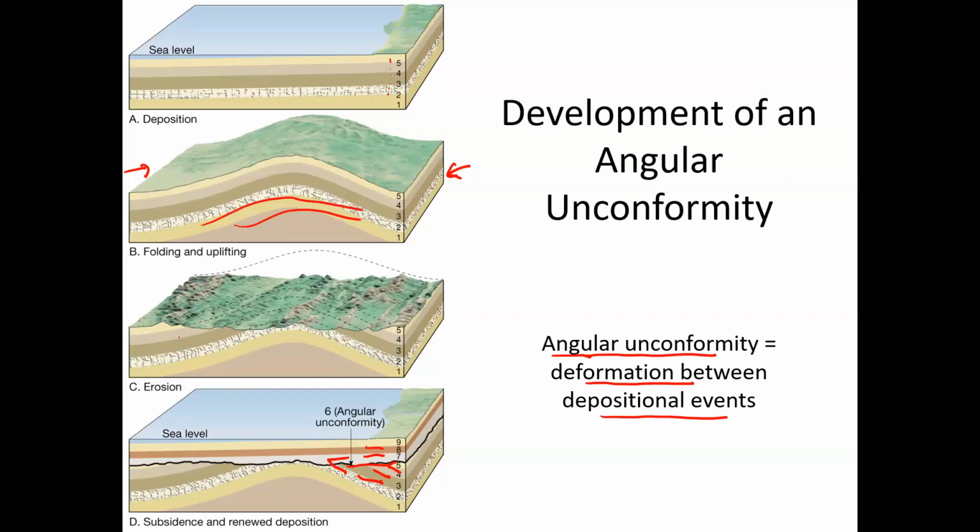Then erosion happens, cuts down into the surface and leaves this irregular erosional surface that, once we deposit new rocks on top of it that are again flat, is a type of unconformity. And we can tell that it's angular because there's an angle in between the layers above and below.